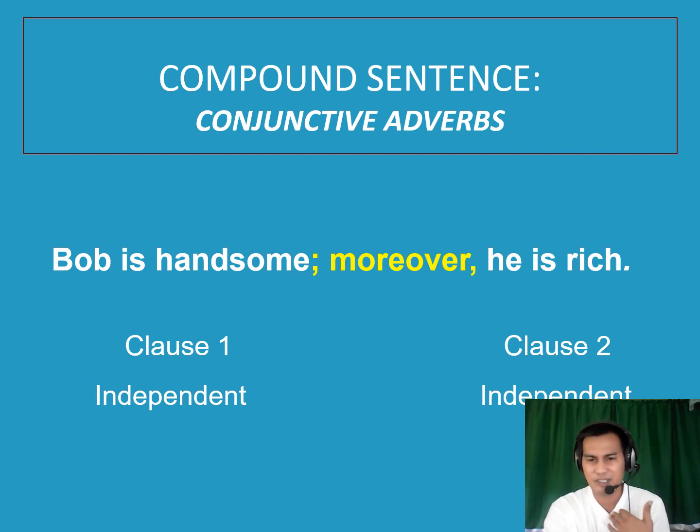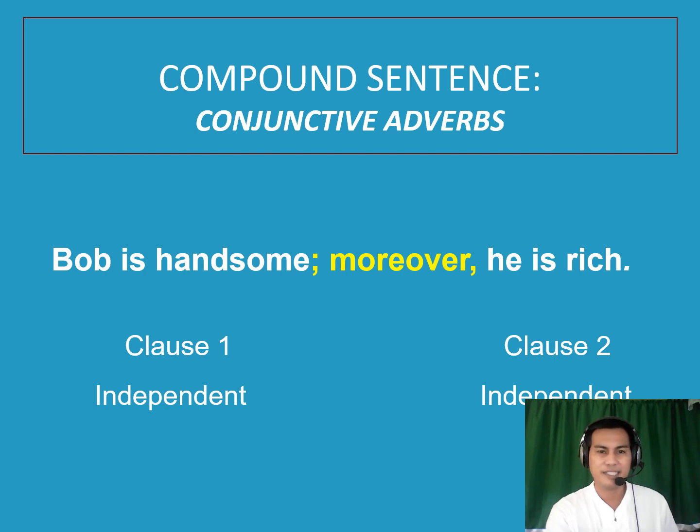Conjunctive adverbs are actually the older brothers or sisters, older siblings, of "and" or of the FANBOYS, only that they are the longer ones. Okay. Bob is handsome; moreover, he is rich. Bob is handsome, that's one simple sentence, that's one independent clause. He is rich, this is another independent clause, another simple sentence, with the use of, of course, a conjunctive adverb. Moreover, meaning you are giving additional information.